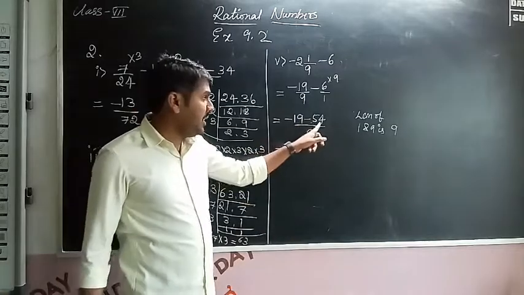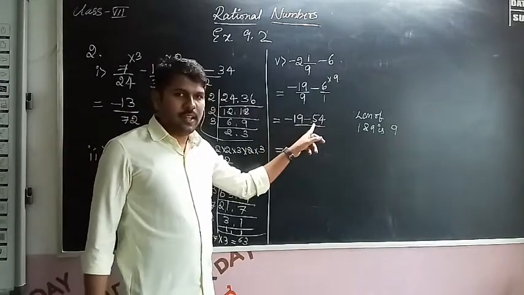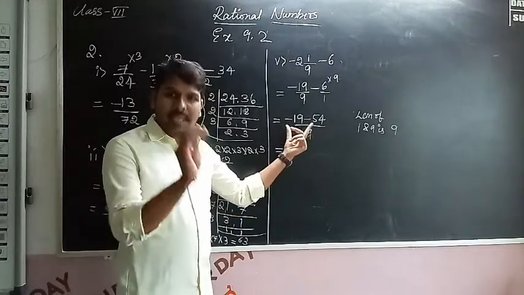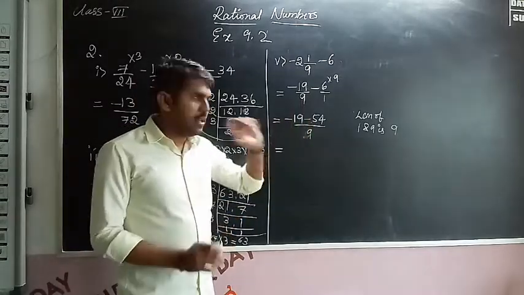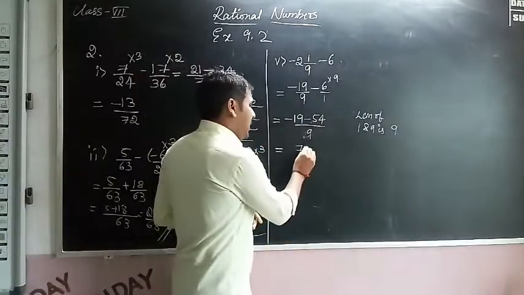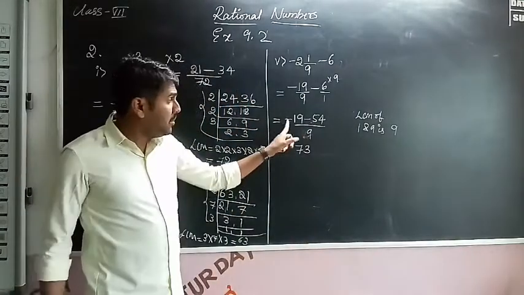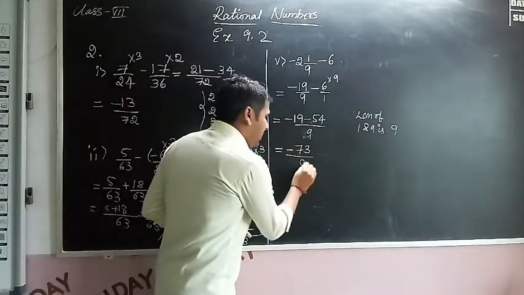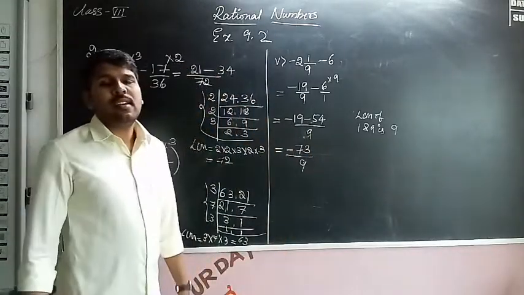Here the numbers have the same sign, that is the minus sign. So add the numbers. If the numbers are having the same sign, first add the numbers. 54 plus 19, how much? 73. And keep the sign as this. Minus 73 by 9. So this is the answer.